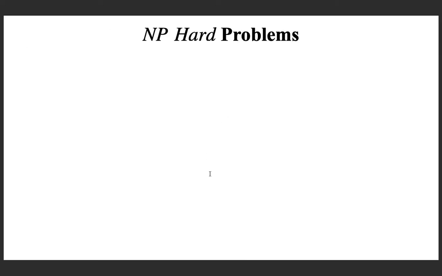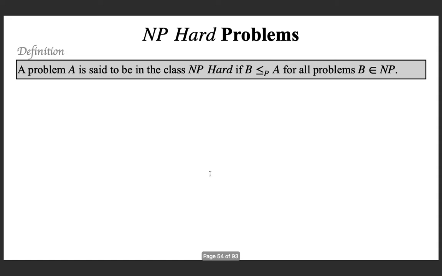Now we are coming to another class of problems which is called NP hard, harder than NP complete. A problem A is said to be in NP hard if every NP problem can be reduced to A in polynomial time, right? Very similar to the definition of the NP complete class, but here the problem A need not be in the class NP, it can be harder than that. There may not even be a polynomial time verification algorithm for A. So A is harder, and that is why it is called NP hard.